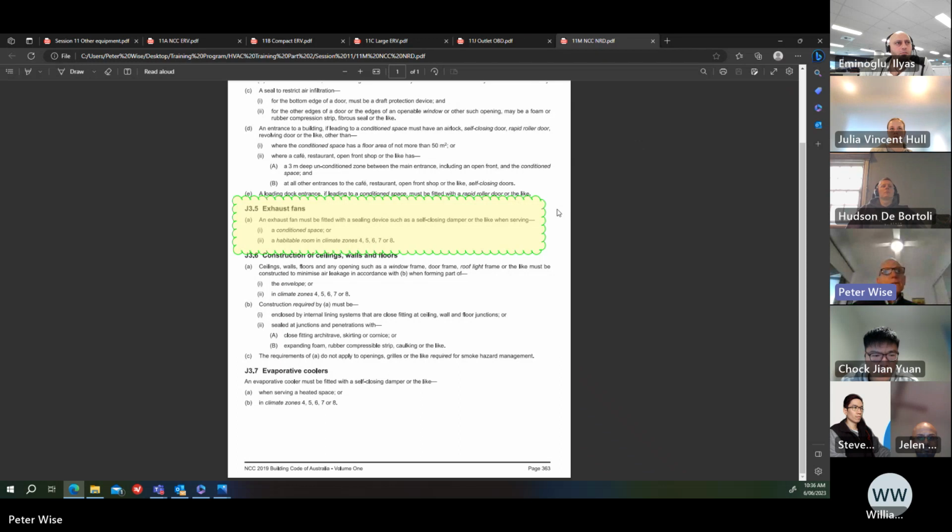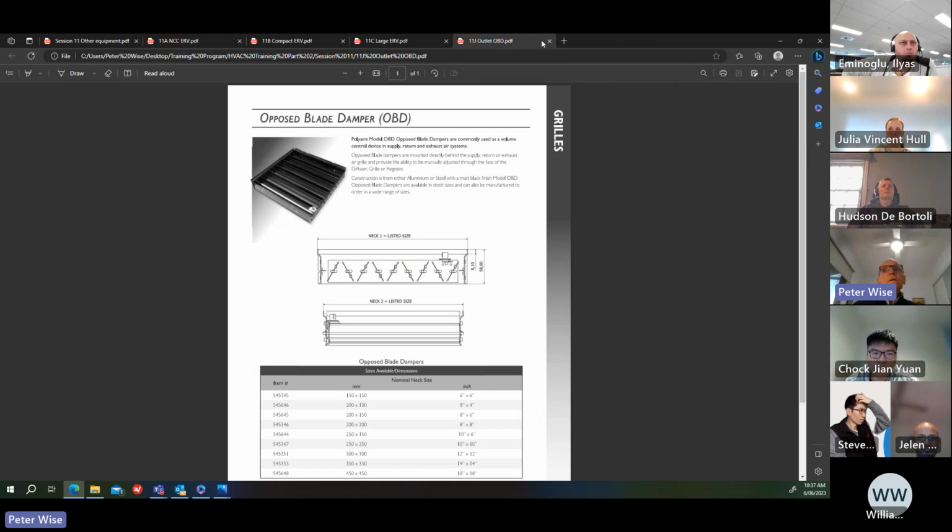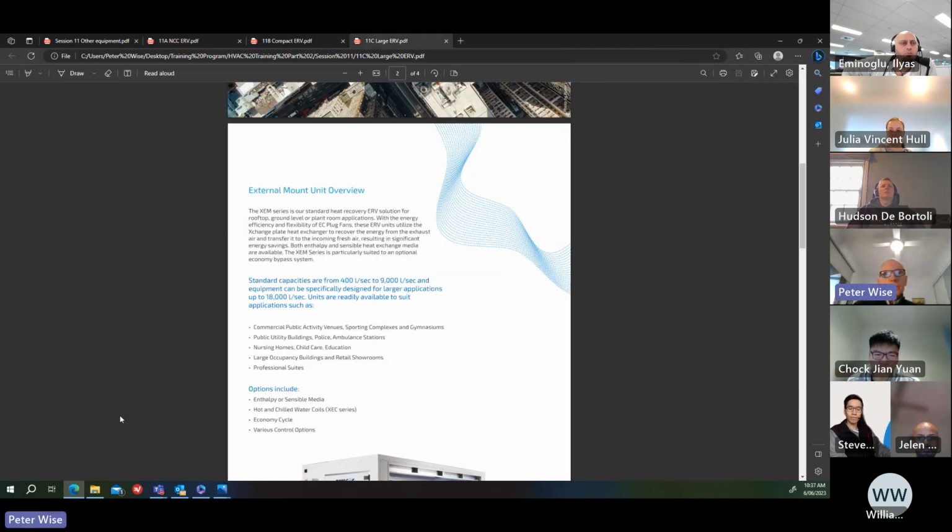That highlighted part there is from section J 3.5, which says that an exhaust fan must be fitted with a sealing device such as a self-closing damper when serving a conditioned space or a habitable room in climate zones 4, 5, 6, 7, and 8. So I just wanted to show you that requirement so that you're aware of what the requirements of the NCC are, that it is a requirement that you must do it in those situations.